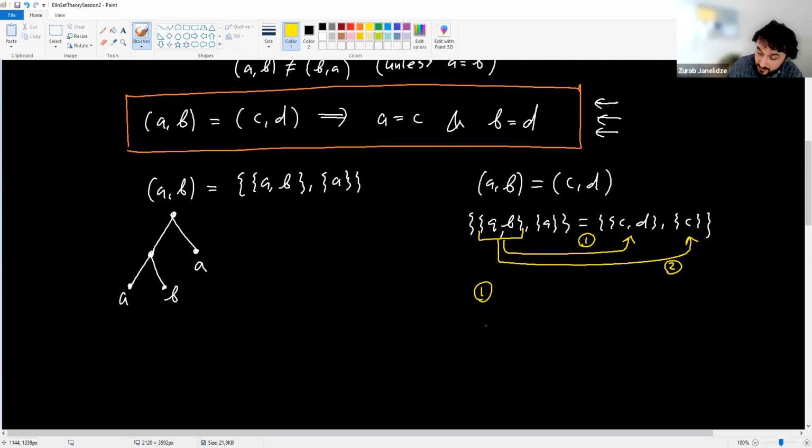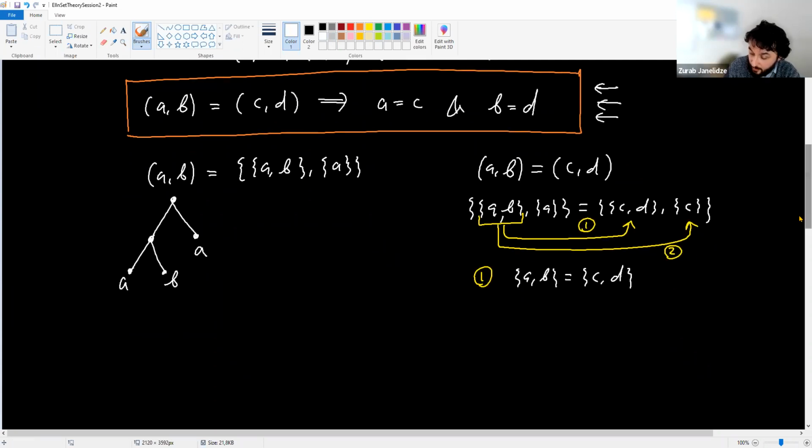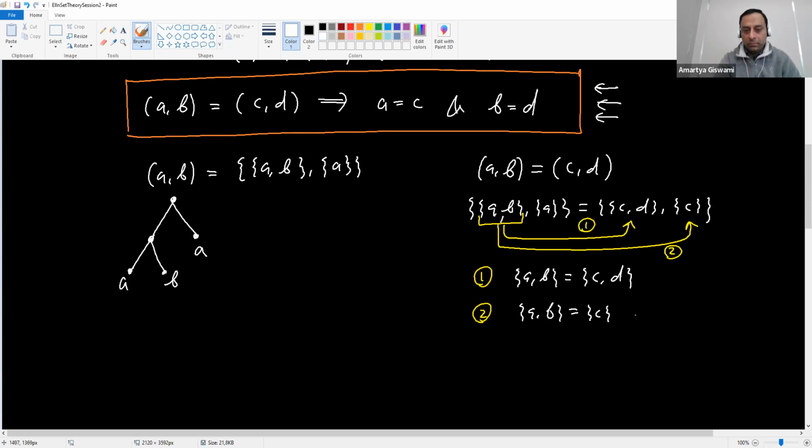Now in the first case, we'll have our set AB equals set CD. In the second case, we will have our set AB equals set C, which then, of course, will force A to be equal to B and equal to C.